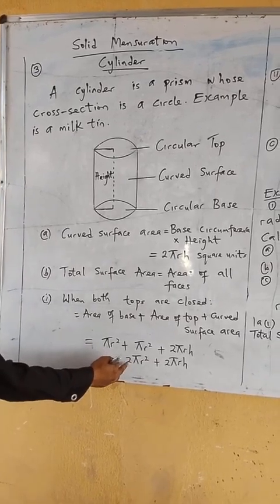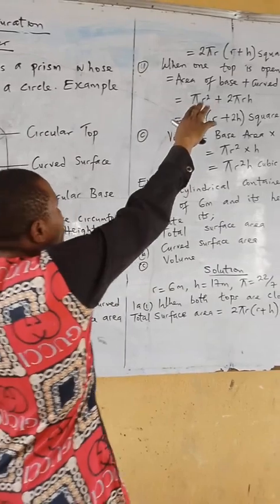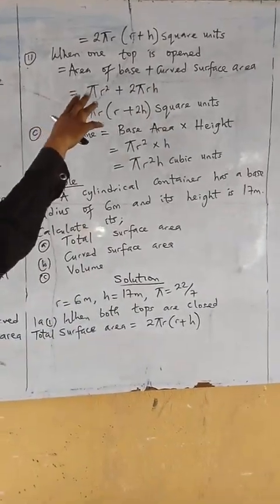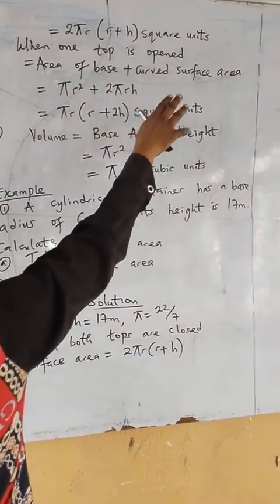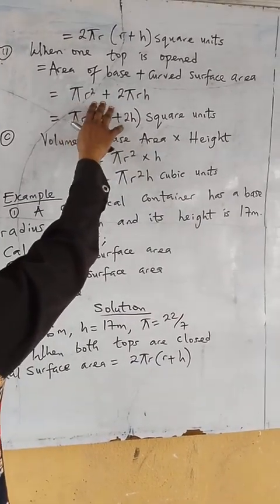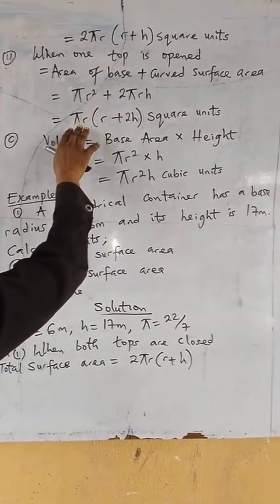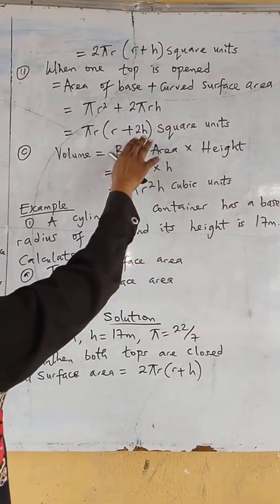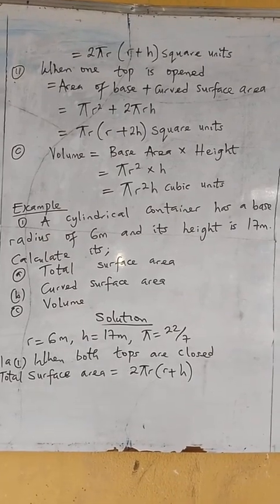So we are going to bring out the common factor, which will be 2 pi r. So we are going to have 2 pi r in bracket of r plus h. And the second condition is when one top is open. Area of base plus curved surface area. So we are going to have pi r squared plus 2 pi r h. So by the time we figure out the common factor, we are going to have pi r in bracket of r plus 2h. And the volume is the base area multiplied by the height.